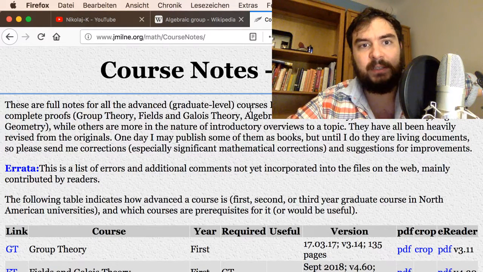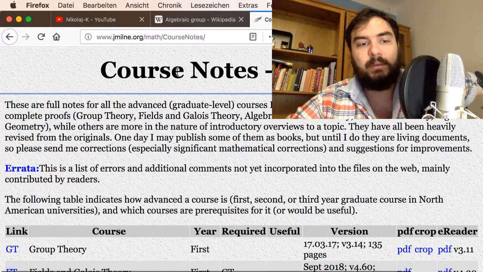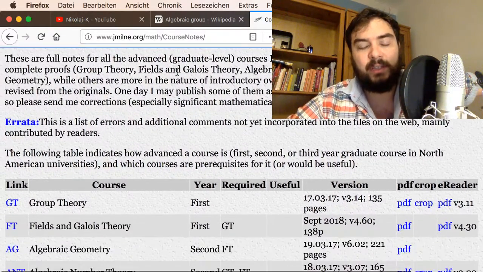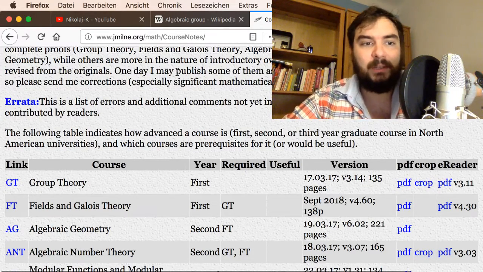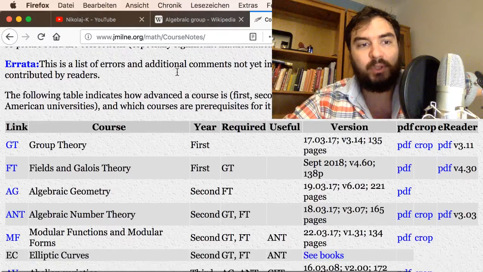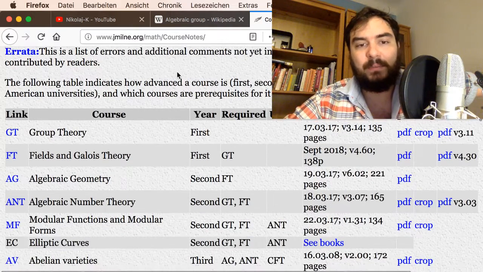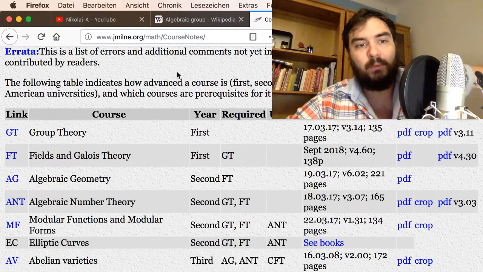There is this website by Milne. I'm not sure if that's the right pronunciation. The guy has some photos of, I think, New Zealand or something on his website, but also, this is a guy who already wrote books in the 60s.